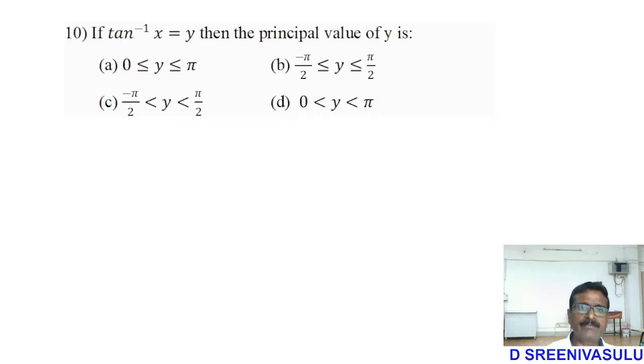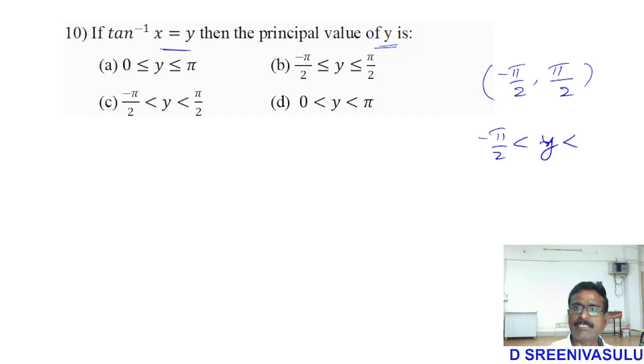Question number 10. Same as the previous type. Tan inverse x is equal to y. What is the principal value of y? We know that the principal value of tan inverse is minus pi by 2 to pi by 2, an open interval. That is minus pi by 2 is less than y, sorry, y is less than pi by 2. C is the correct answer. Option C is the correct one.